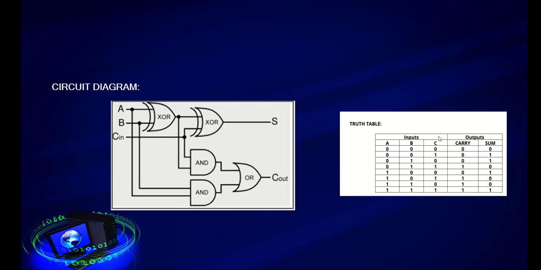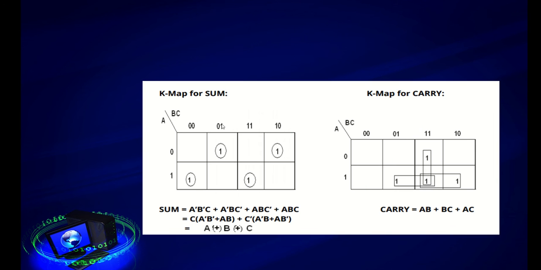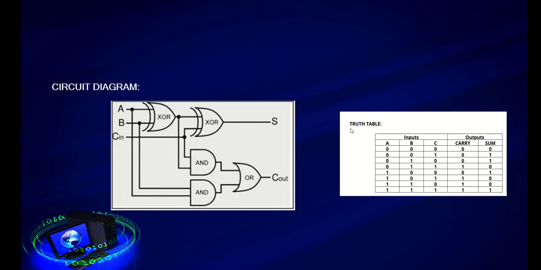The truth table is given here. The inputs are A, B and C, and the output will be carry and sum. There are 2 outputs, carry and sum. So the K-map for sum and K-map for carry is given here. So we have to check it with the truth table. We have to see which inputs give corresponding output as 1.